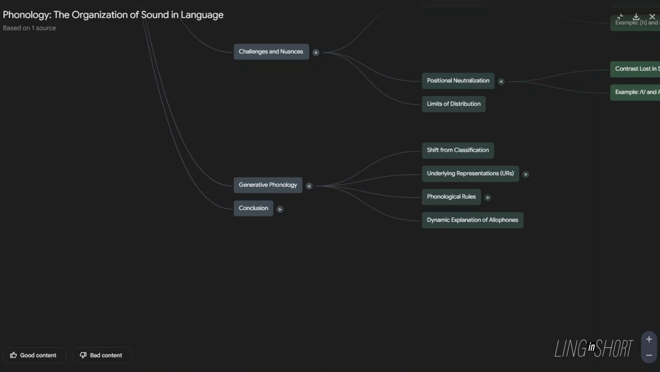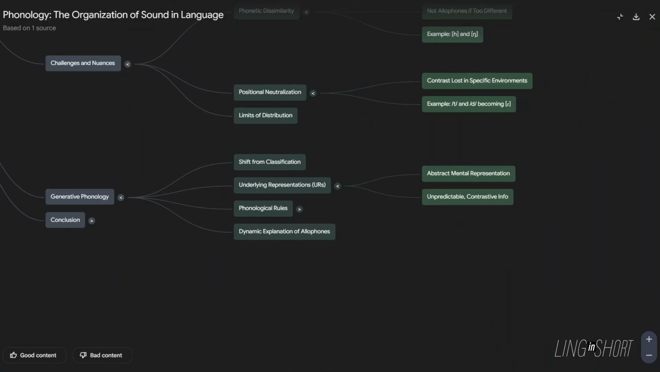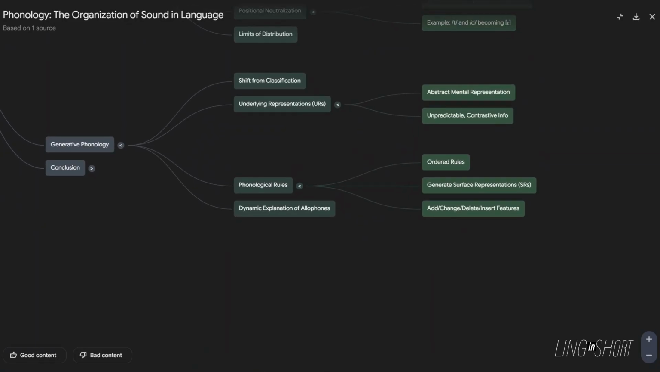Exactly. Think of the underlying form as maybe the architect's initial idealized sketch. And the phonological rules are like the specific instructions that the construction crew follows, taking into account things like gravity, material stress, local building codes. They make necessary adjustments to build the final actual structure. So these rules would explain why we hear, say, the aspirated P in pin, but the unaspirated P in spin. It's not just that they happen to be in different places, but there's a rule causing it.